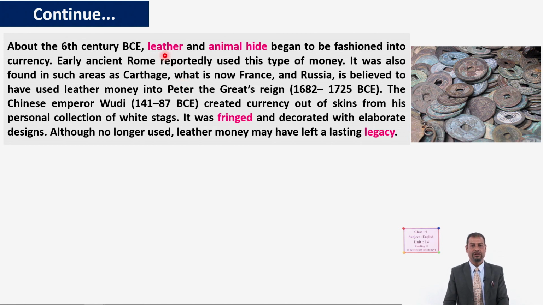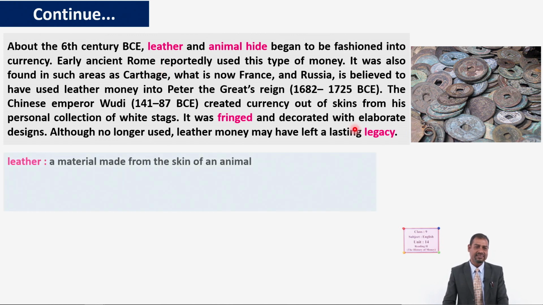So we have the word leather, L-E-A-T-H-E-R, leather. What does it mean? I think it's easy for you. Okay, you are right. Leather means a material made from the skin of an animal. You can use a leather belt, leather shoes, but in this case, we are talking about leather currency, leather money, very interesting. So we have another word here, animal hide.